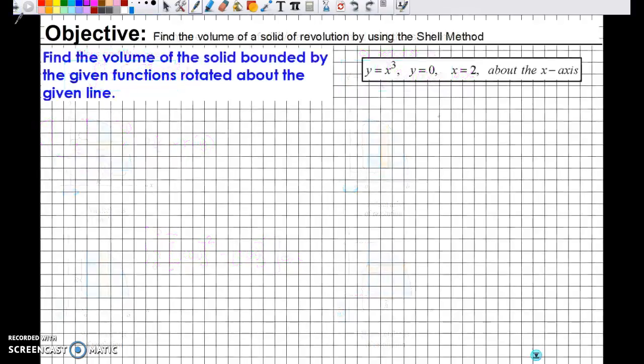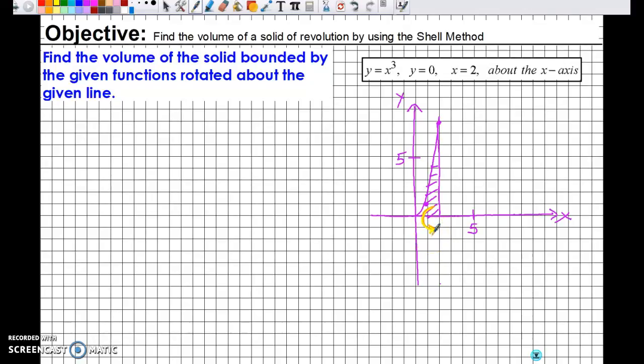There are two different ways to do this. Find the volume of a solid bounded by the given functions or about the given line. I'll let you choose either the disk or the shell method. So I have y equals x cubed, y equals 0, x equals 2 about the x-axis. So let's graph this quickly. I'll pause the video and sketch it. X equals 2 here. I have y equals x cubed there, and I'm rotating about the x-axis.